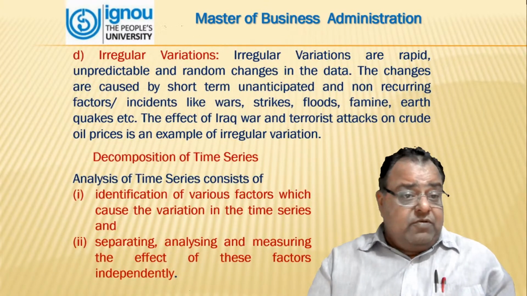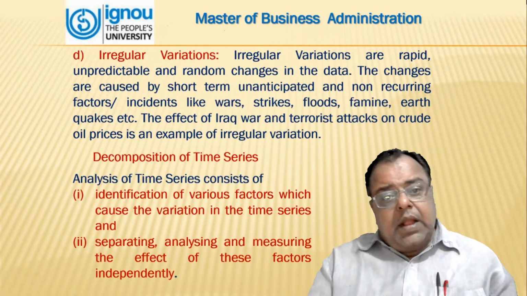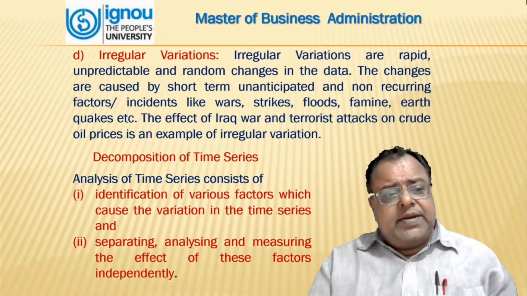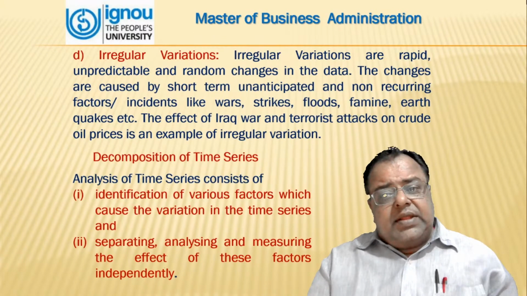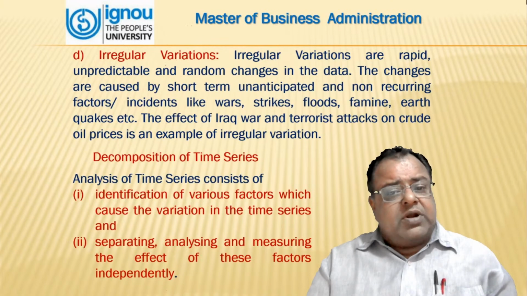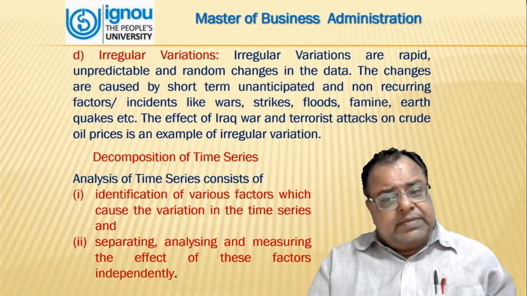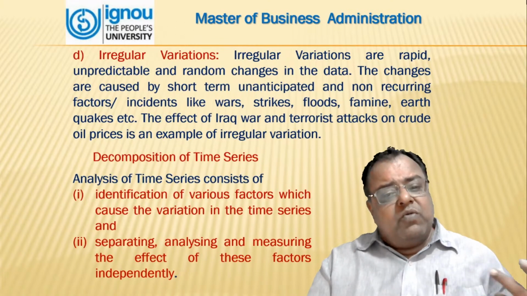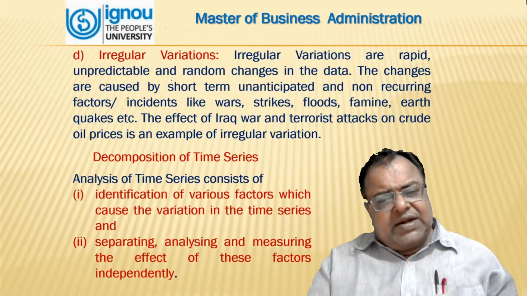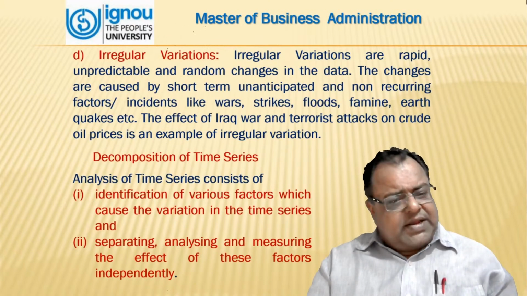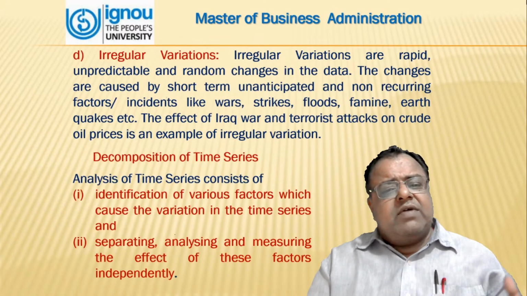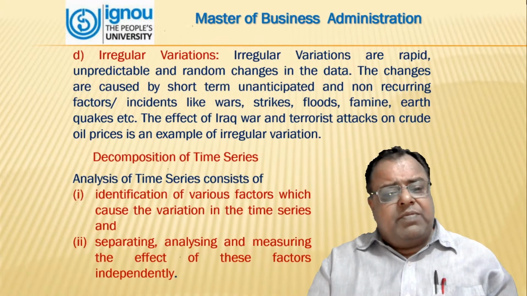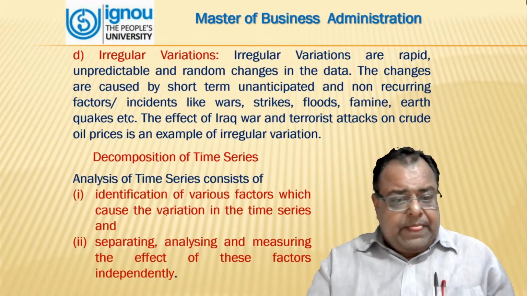Irregular variations, the fourth one. Irregular variations are rapid, unpredictable, and random changes in the data. The changes are caused by short-term, unanticipated, and non-recurring factors, incidents like wars, strikes, floods, famine, earthquakes, etc. The effect of the Iraq war and terrorist attack on crude oil prices is an example of irregular variations.